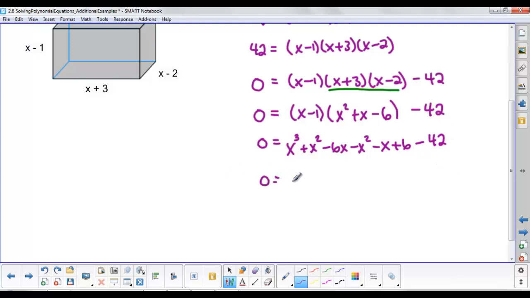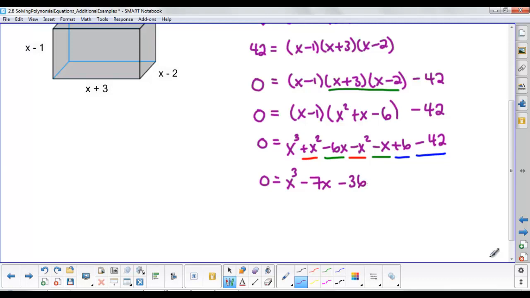So we only have one x cubed term. We have x squared minus x squared. So those actually cancel each other out. We don't need to worry about those. We have negative 6x minus x. So that is a negative 7x. And then finally the constants, we have a 6 and a negative 42. Altogether that gives us minus 36.